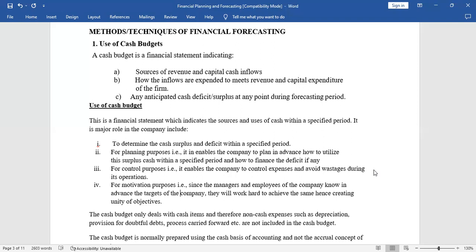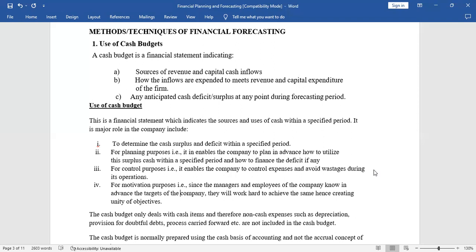And of course, to the employees, when they know they are working towards a target, we normally talk of the performance dashboard. Employees will be working towards achieving that particular target, and it becomes very easy, especially since most companies will normally give a bonus if the targets are met. So this really helps to improve the morale of the employees.